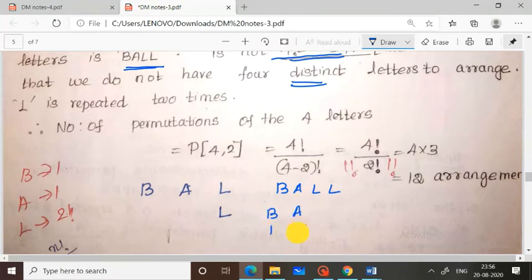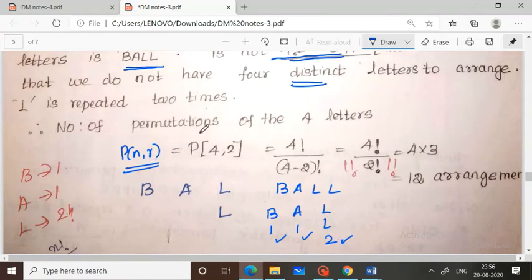A is repeated one time. L, so how many times? 2 times. So some letters are distinct, and one of the letters is repeating, which means that here the permutation formula, that is nPr or P of n comma r, the number of permutations, can be given as... how many letters? 4, n equal to 4.